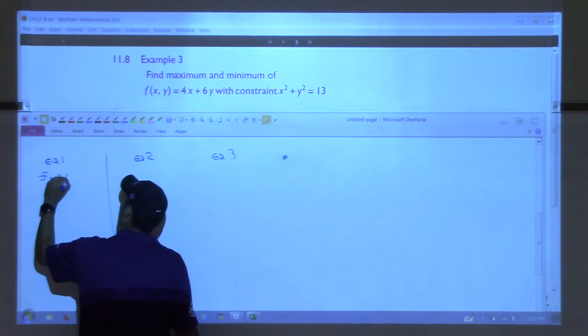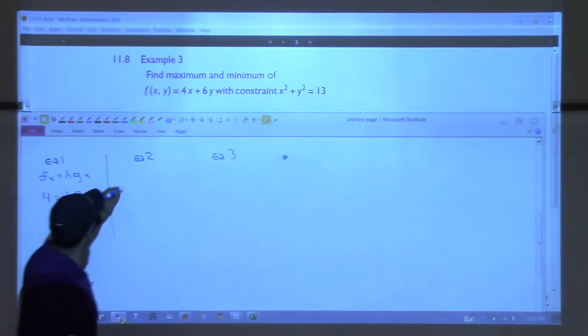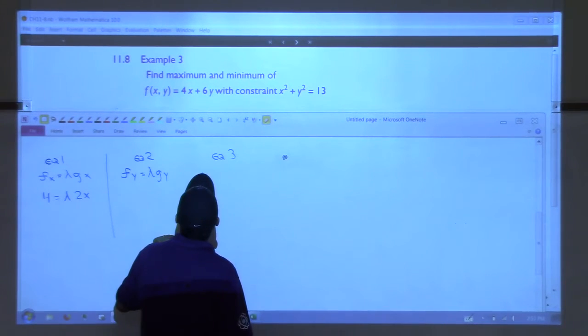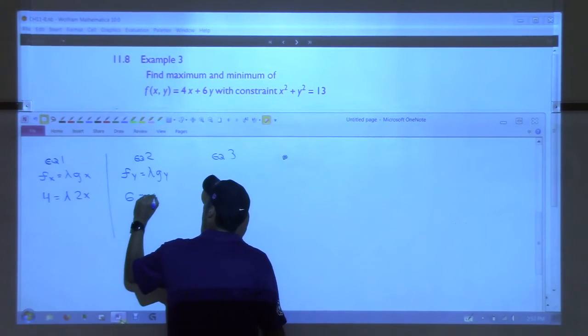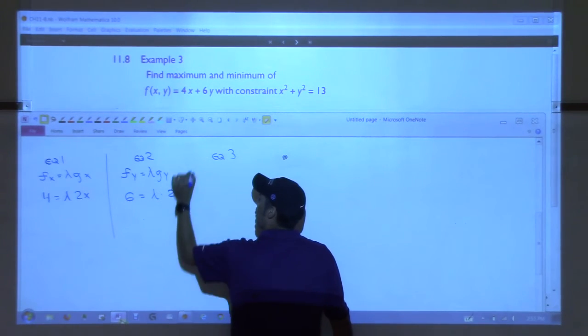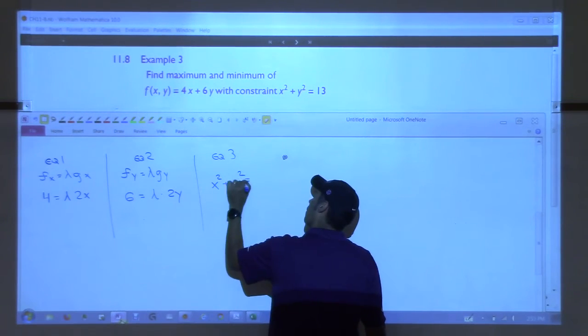Equation 1 is going to be that piece right there. It's going to be 4, a constant, equals lambda times the partial, 2x. Okay? And then this next one, equation 2, will be 6 equals lambda times 2y. And then our final constraint here, there we go.